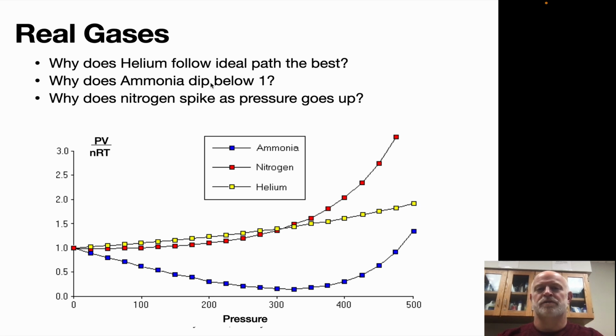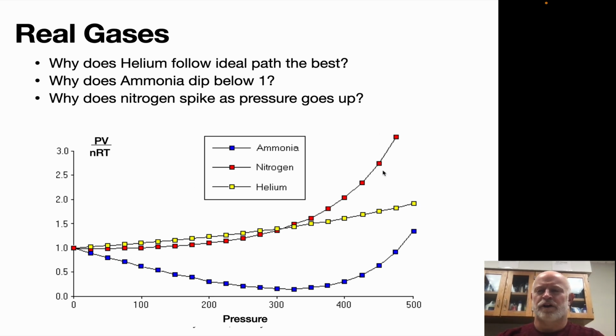Why does ammonia dip below 1? Well, ammonia, remember, is a polar molecule, pyramid shaped. It's fairly big in terms of gas size, with strong IMF. So it's big with a strong IMF. As it starts to get more pressure, that IMF is going to attract things down tighter, which is going to make it dip.